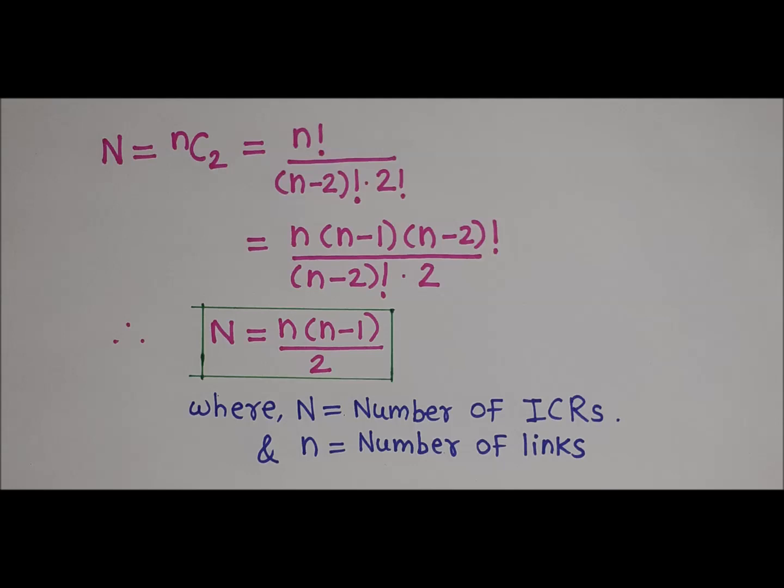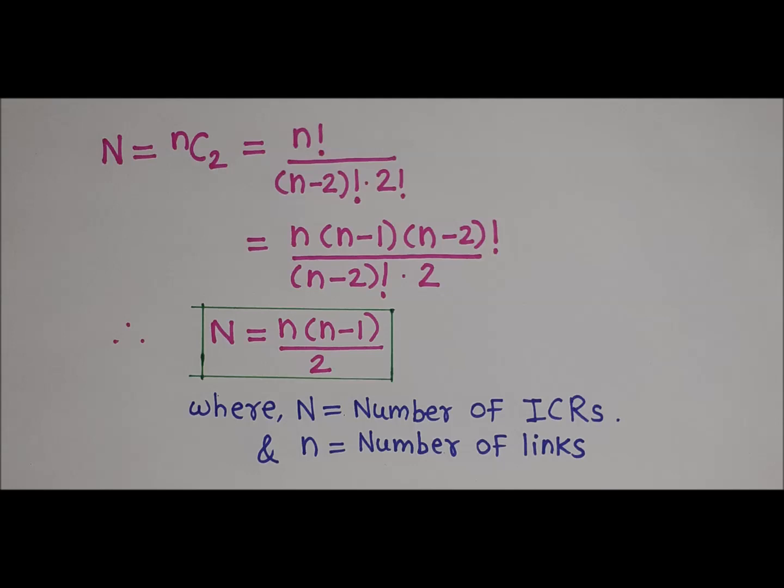In a mechanism with n number of links or bodies, the possible number of combinations of two links or bodies will be given by the combination relation nC2. Therefore, the number of ICRs N will be equal to nC2. For nC2, we can write n factorial divided by n minus 2 factorial into 2 factorial.